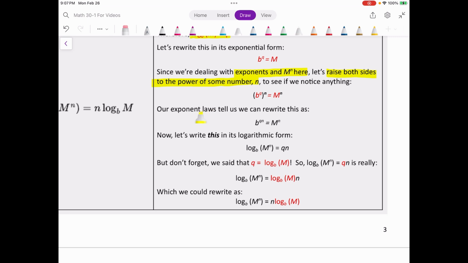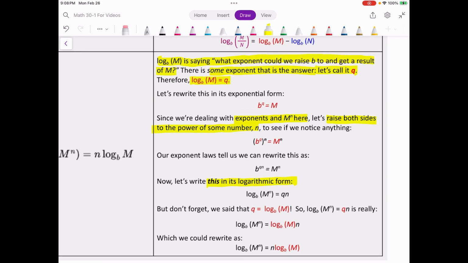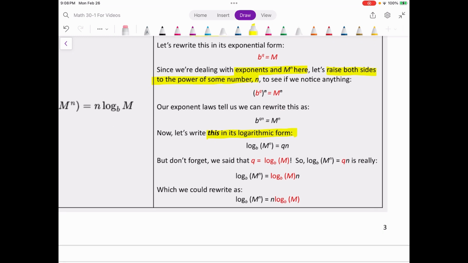Our exponent laws tell us that since it's b to the q being raised to the power of n, I can multiply those two exponents together. So this has now become b to the power of qn equals m to the power of n. And now all I'm going to do is rewrite this in its logarithmic form. It seems kind of weird to go to exponential and then back to logarithmic, but this is often how math proofs go, especially when we're first figuring this stuff out. We try some stuff and see if we notice any relationships. So I put it into exponential form, raised both sides to the power of n, and now I'm going to put them back into logarithmic form.